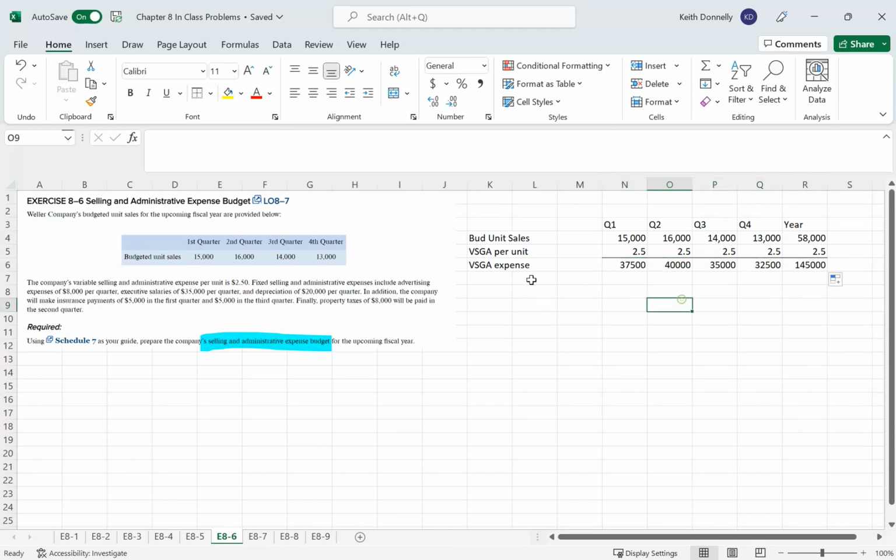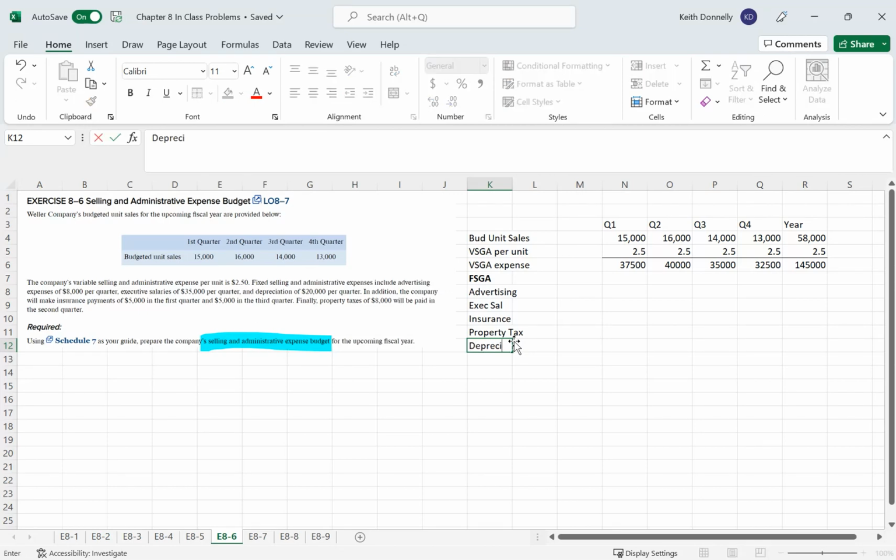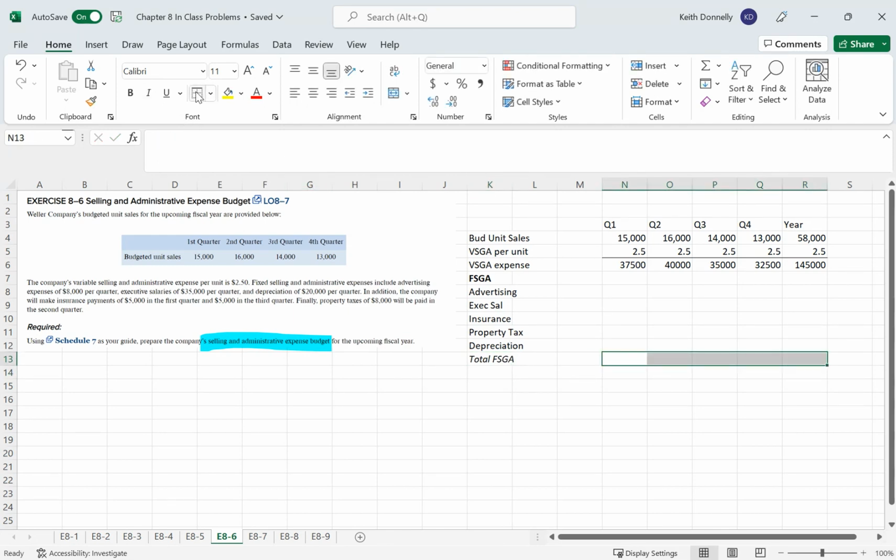Okay. Next, we got to back out our fixed SG&A expenses. And with this, we're going to have a few different ones here. We're going to have advertising. We're going to have executive salaries, insurance, property taxes, and depreciation. Okay, and then we can just have a little total fixed selling general administrative. So we'll have a little line down here to total it.